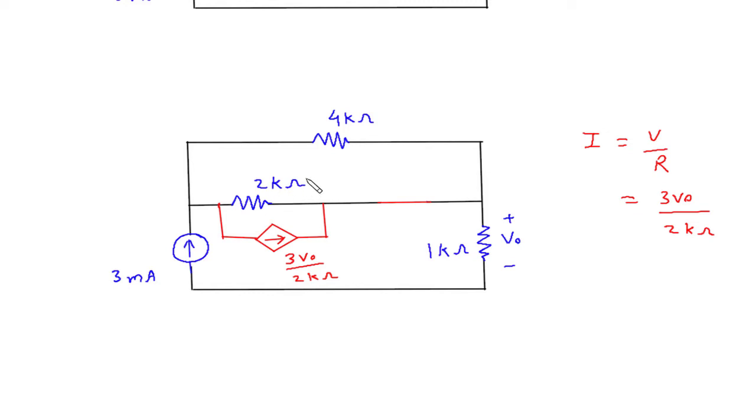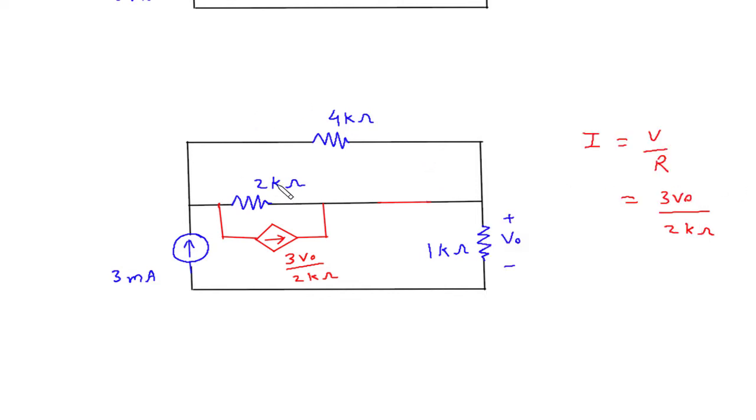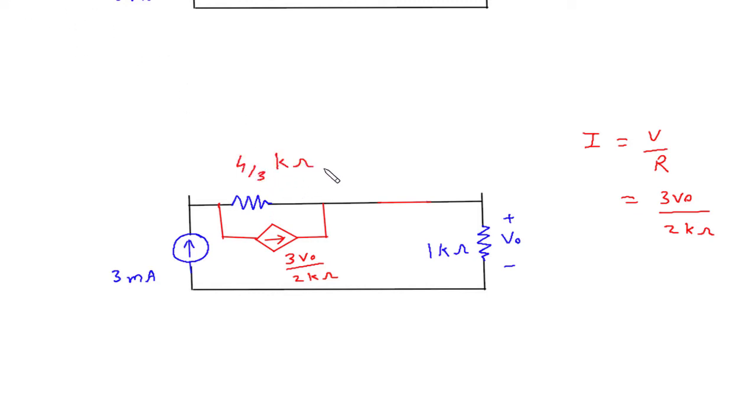Now as we can see, this 2 kilo ohm is in parallel with 4 kilo ohm. So 2 kilo ohm parallel with 4 kilo ohm will be 2 into 4 divided by 2 plus 4. So it is 4 by 3 kilo ohm.